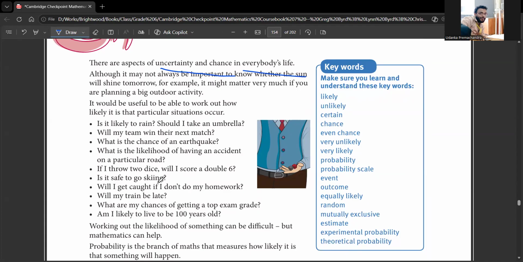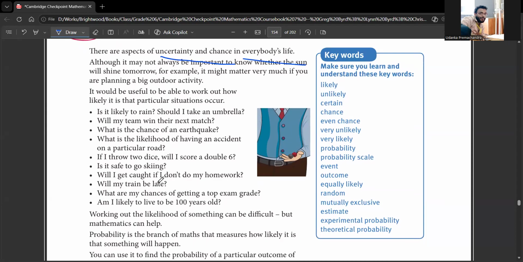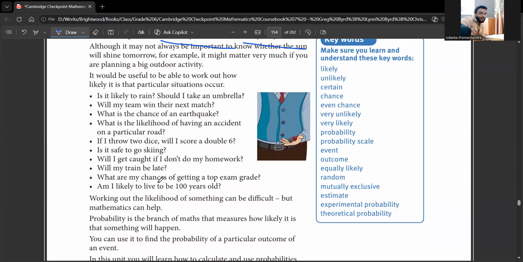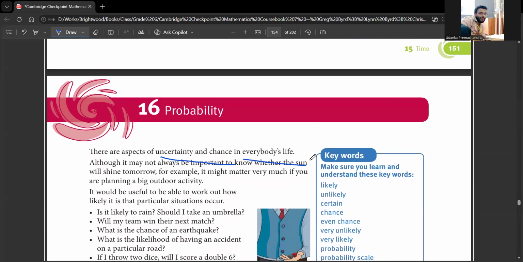Okay. So will my team win their next match? Will my team win or not? Like that. What is the chance of an earthquake? Is there a chance for an earthquake? There are many things like that where we have to measure the chance, and that is called probability. What is the chance of getting a top exam grade? Am I likely to live to be 100 plus years old? Like that, we can follow probability.